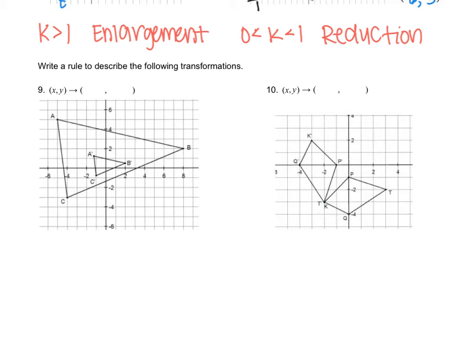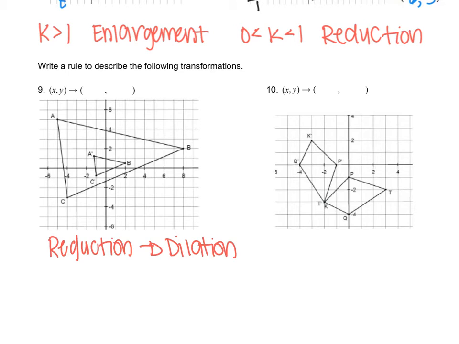So in number 9, it's obvious that going from triangle ABC to triangle A prime, B prime, C prime, we have a reduction. And when it's a reduction, that means we have a dilation. So we have to figure out by what scale factor K our triangle has been dilated. To figure that out, we pick 1 point from our original triangle and 1 point from the new, and we put them over each other to get our scale factor.